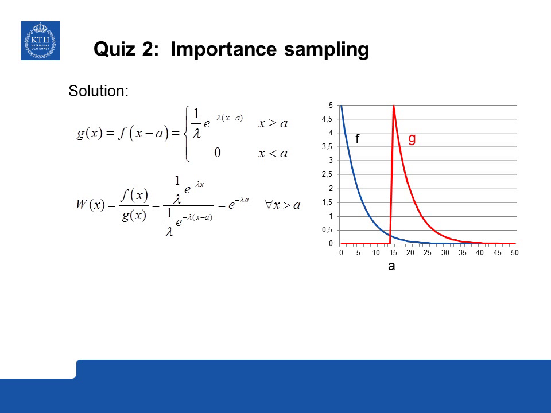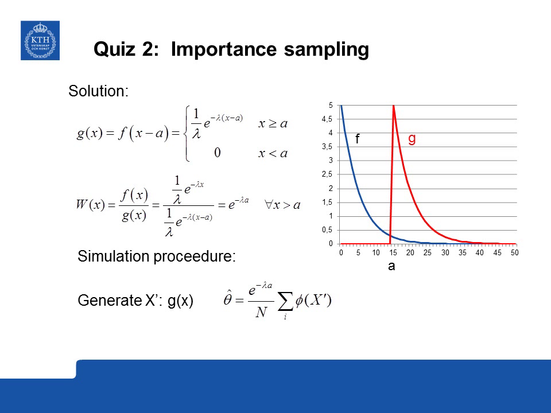So we compute the weighting function, which is the ratio between f and g, and in this particular case it turns out that the weighting function is not a function of x, it's actually a constant, e to the minus lambda a. And our simulation procedure is then simply to, instead of generating x according to f(x), generate x according to g(x), and then multiply our previous estimate with the weighting function, which in this case is the constant e to the minus lambda a, to get theta hat.